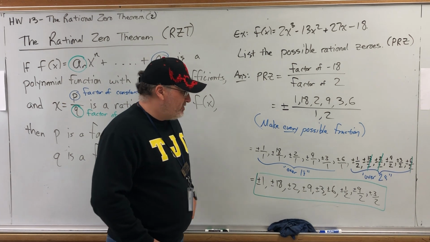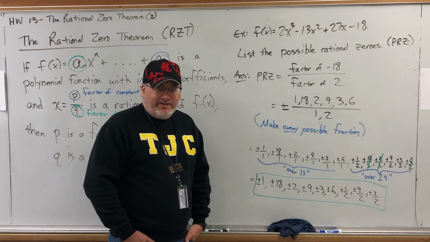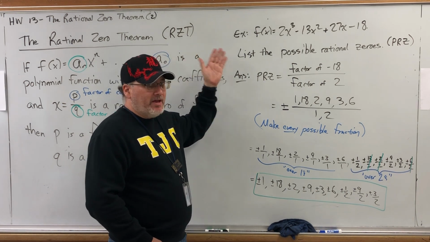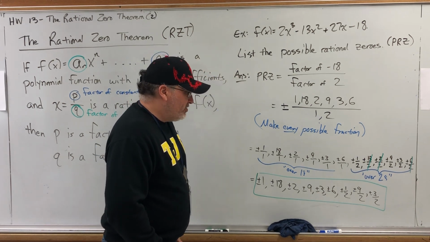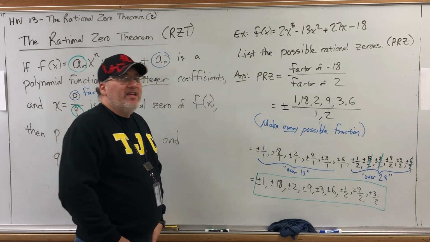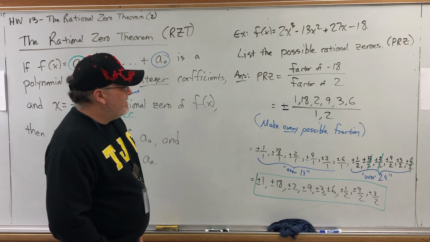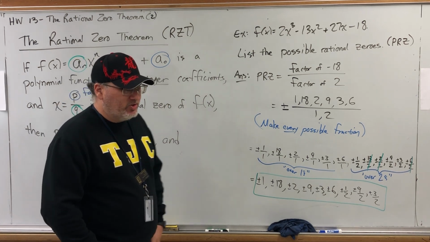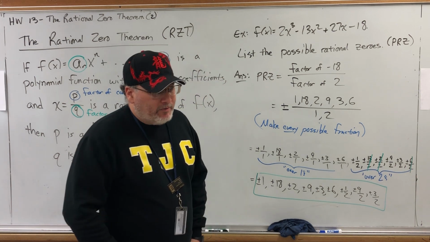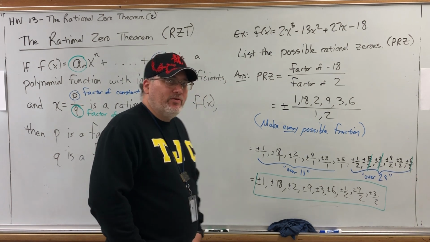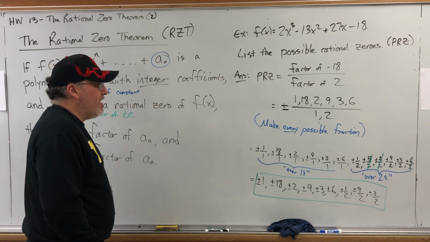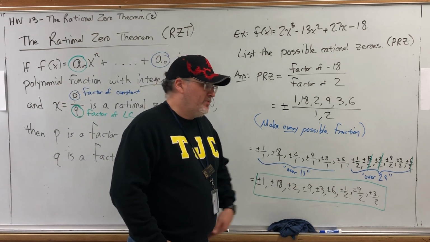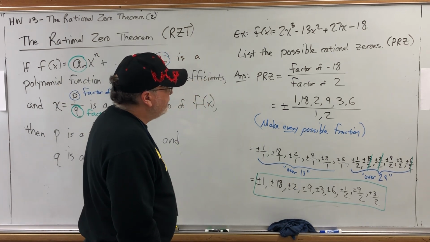So that's all this is. This is a list of candidates of numbers that might make this equal to 0. There's no guarantee which one will, if any. It is possible that a function can have no rational zeros. They could be things like the square root of 2 or 3 times the square root of 7, which are not in this list. Those are irrational numbers. This is our possible rational zeros.